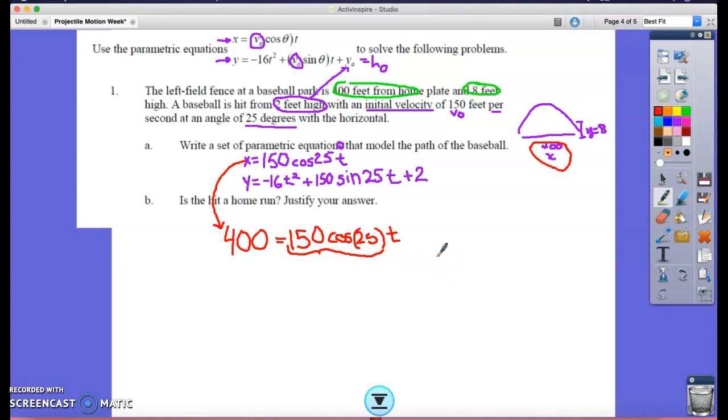I'm going to go on my calculator. 150 times cos of 25, and I should get 135.946. The directions didn't really tell me what decimal to use, so I'm going to use 3.